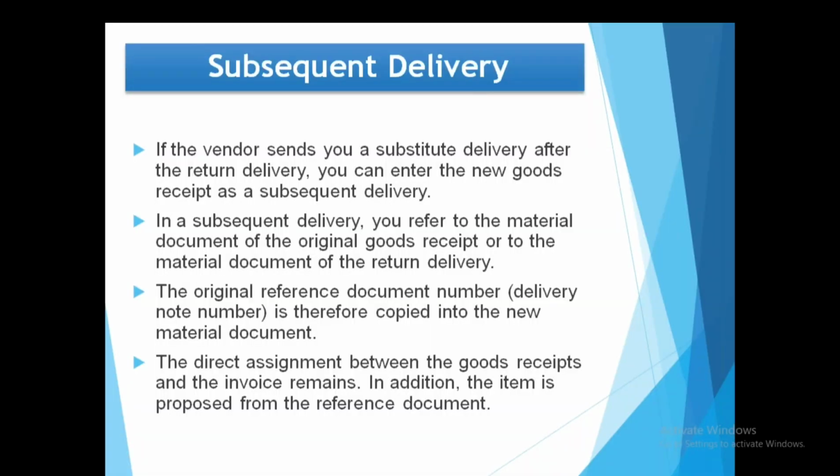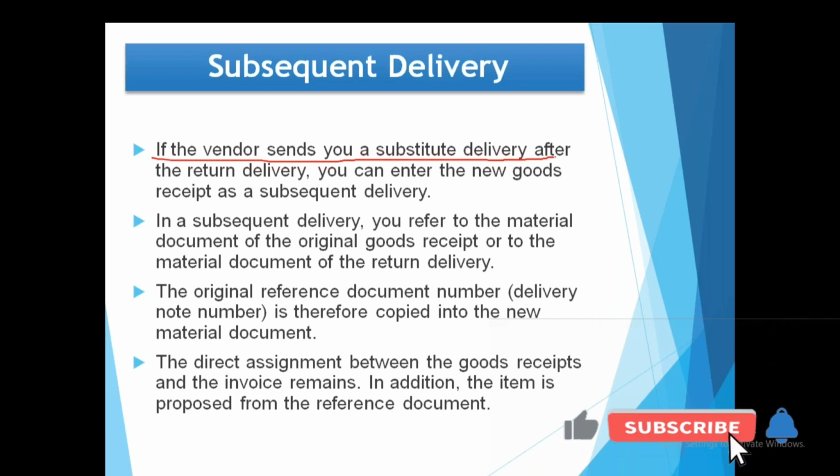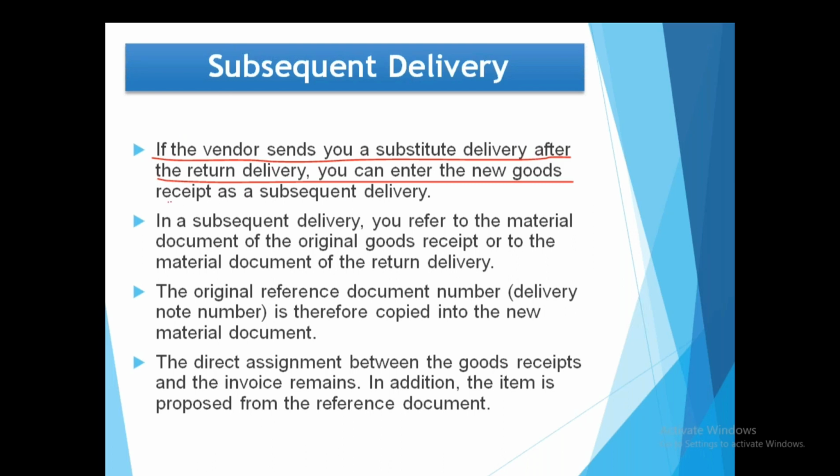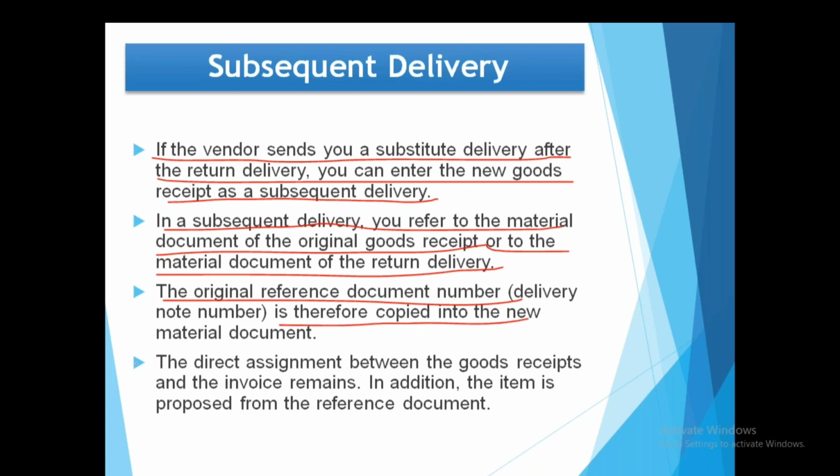So if the vendor sends you a substitute delivery after the return delivery, you can enter the new goods receipt as a subsequent delivery. That means again he will deliver in place of that returned material. In a subsequent delivery, you refer to the material document of the original goods receipt or to the material document of the return delivery. You can refer to any one of those documents. The original reference document number is therefore copied to the new material document. This is what will happen.